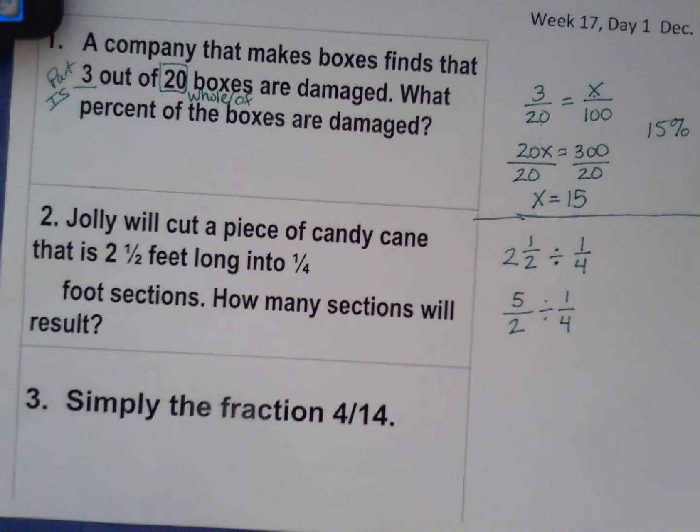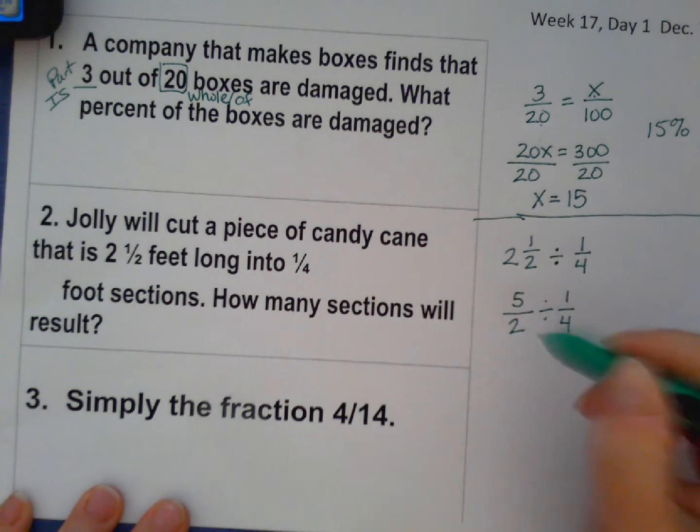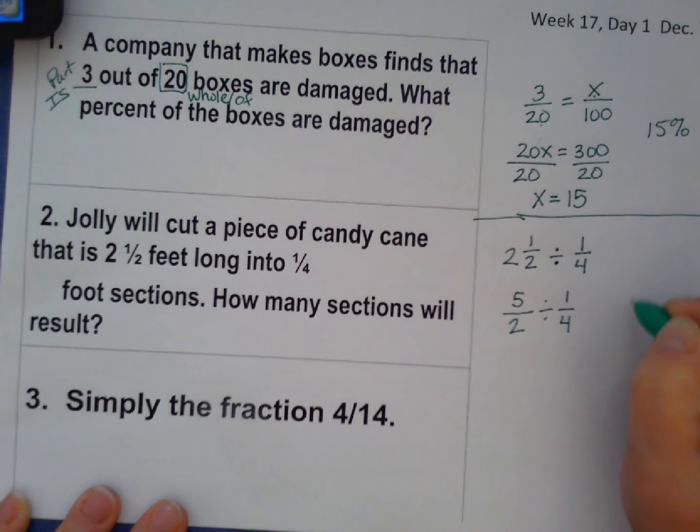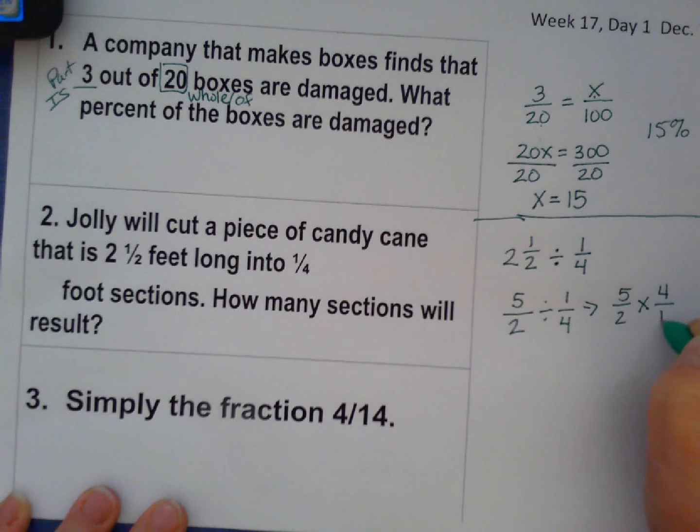And then you guys know the deal. We don't divide fractions, we multiply them. And the way we multiply is KCF. Keep, change, flip. So we're going to keep, I'm going to come over here, the 5 halves. I'm going to change to multiplication, and then I'm going to flip to 4 over 1.